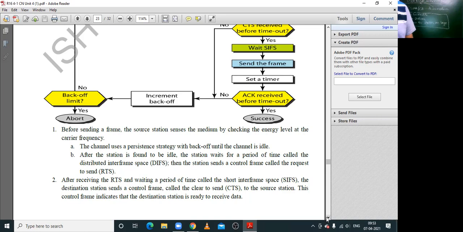So what is happening here? According to the distributed coordination function, the working of this distributed coordination function will be defined something like this.